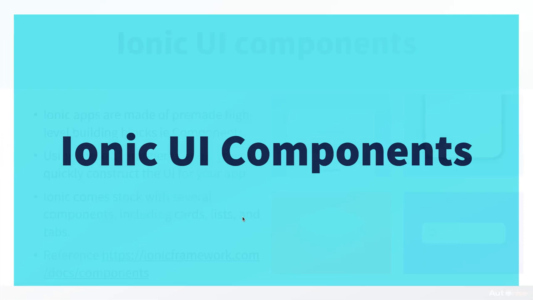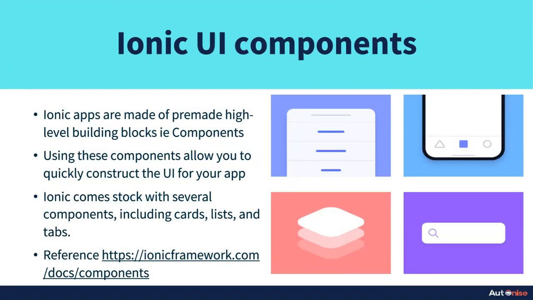So we learned about the Ionic UI components, and there we got to know that these components allow you to quickly make beautiful UI components. Ionic comes with several components in stock, including cards, lists, and tabs, which we used. And all of this is available on ionicframework.com/stock/components. That is basically the documentation of all the UI components, and you can just go there and pick any component you want and use it inside your app.